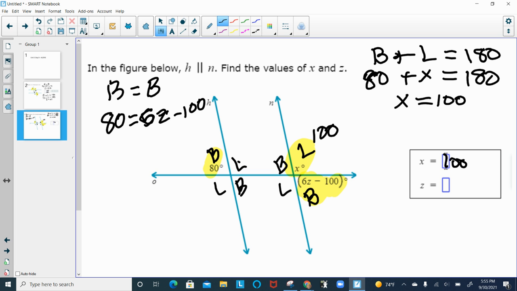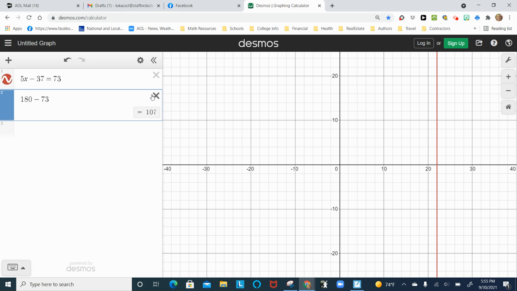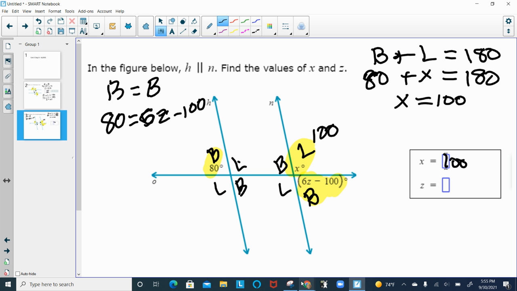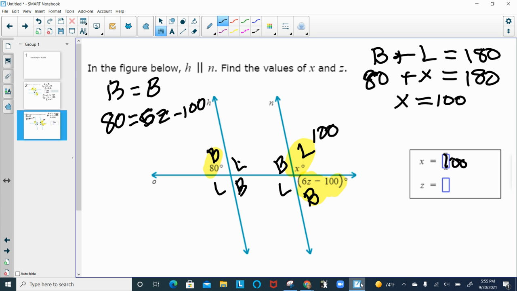But remember, I'm not going to put it into the calculator like that with z. I'm going to put it into the calculator with x. So I'm going to type 80 equals 6x, and then I believe that was minus 100. Yes. The answer that we get out will be z. We're just using x because that's what Desmos prefers. So z is 30.